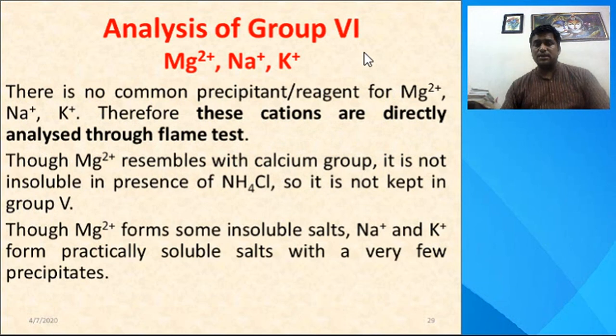So analysis of group 6. Cations are magnesium, sodium and potassium. There is no common precipitant or reagent for magnesium, sodium and potassium. Therefore these cations are directly analyzed through flame test. Although manganese resembles the calcium group, it is not insoluble in presence of ammonium chloride, so it is not kept in group 5. Though magnesium forms some insoluble salt, sodium and potassium form practically soluble salts with very few precipitates.